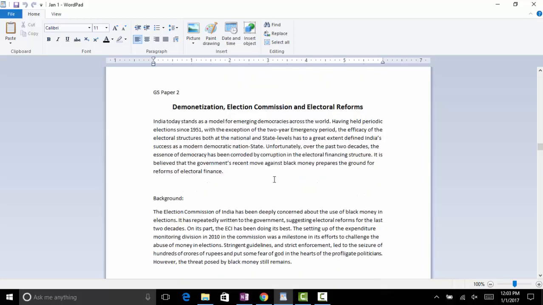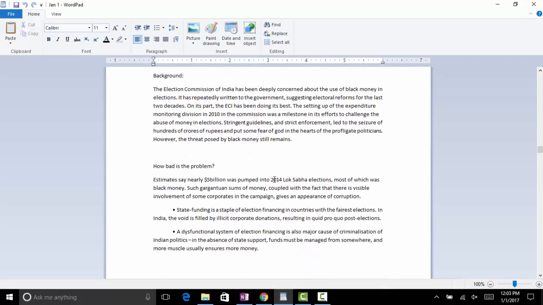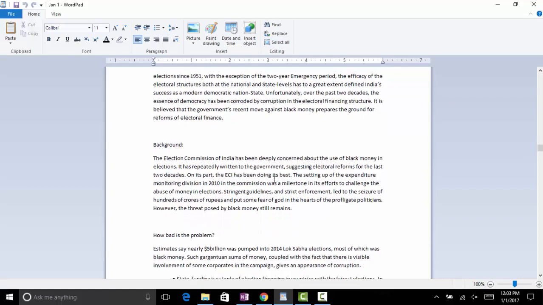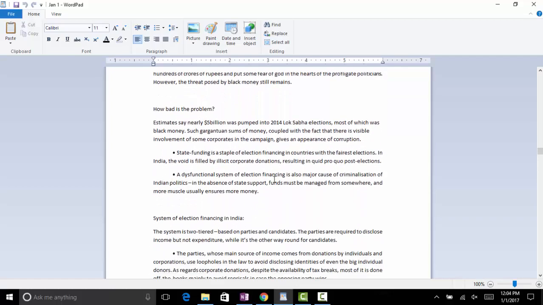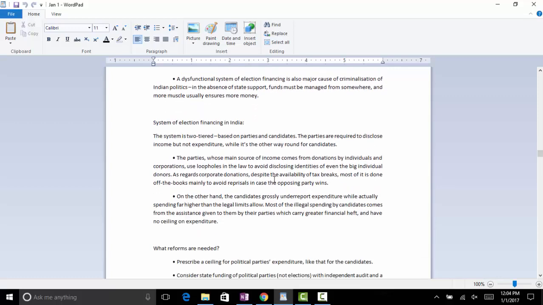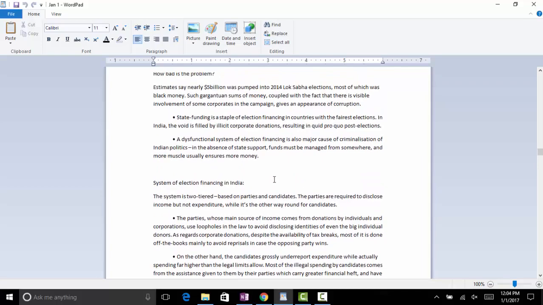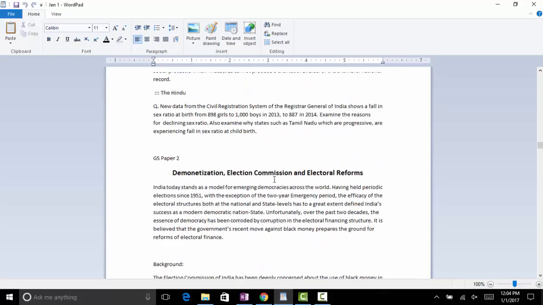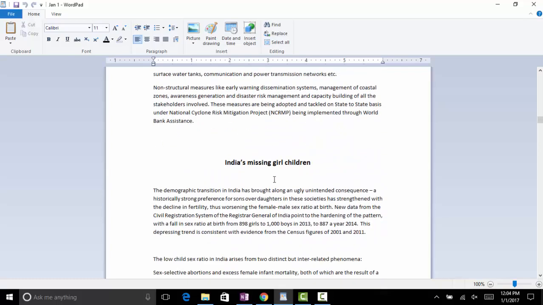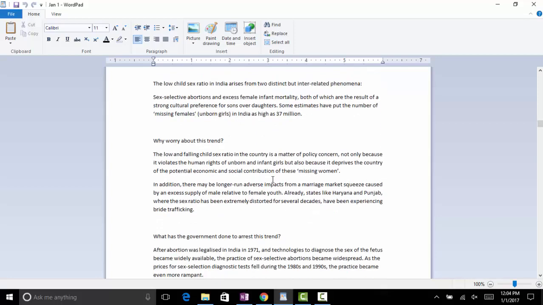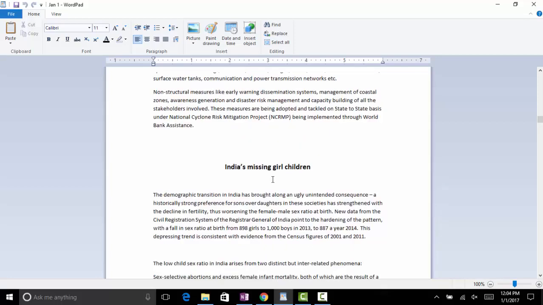Next is demonetization, election commission, electoral reforms. Okay, do one thing, this woman topic, India's missing girl children, quickly revise, then I will ask certain questions from you. Quickly revise this topic, India's missing girl children.